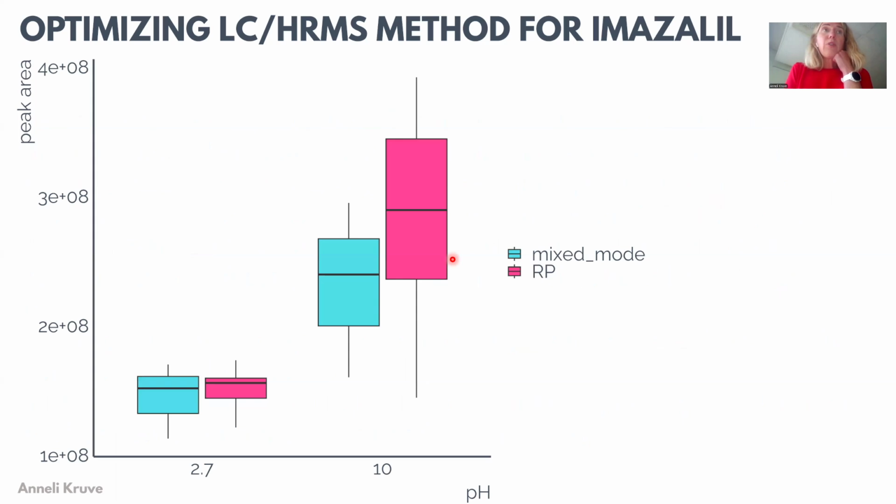So first, maybe to look visually at these results, the peak areas are recorded here, and on the x-axis you have pH, and it's again a box plot stacked in the way that for one pH we can draw different boxes for the two different columns, for the mixed mode column and for the reversed phase column.